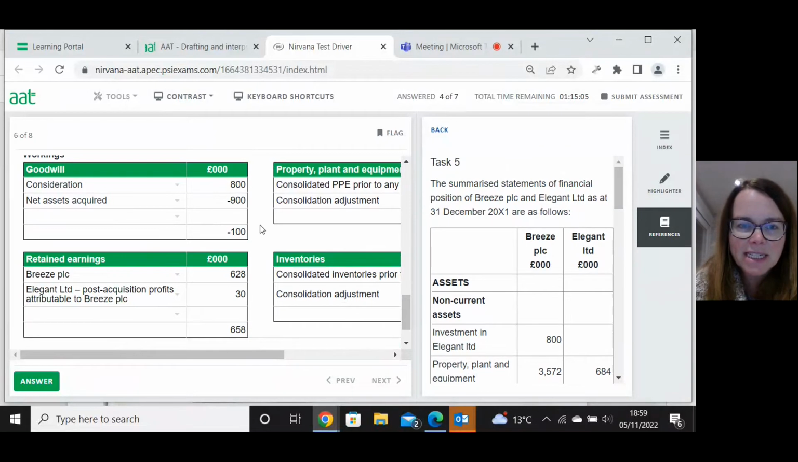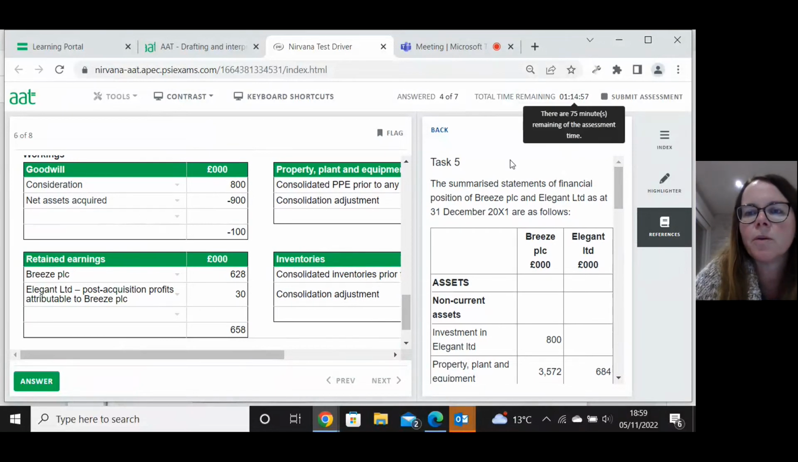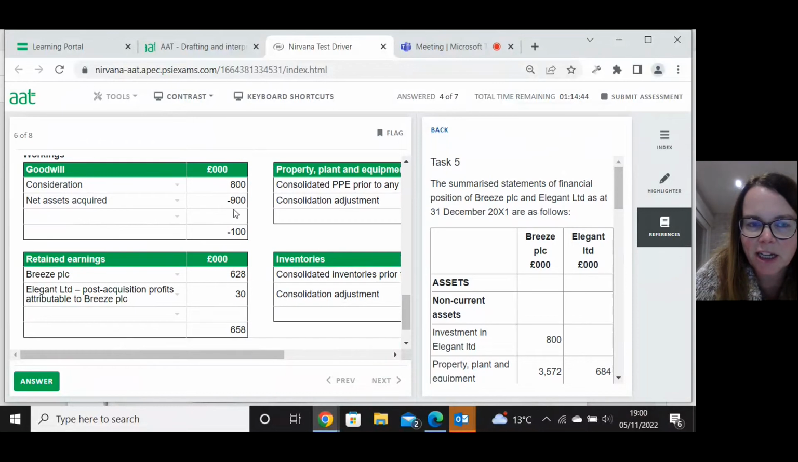Right, so having done that, I am now going to remember to do my transfer, if you like, from Goodwill. Oh, it's telling me I've got 75 minutes left on the clock. My net assets acquired. I need to recognise that I didn't actually get 100% of all of these in return for my 800. I got 60%. So what I'm doing now is I'm working out what is 40%, so the bit that doesn't belong to the group. So 40% of that 900 is 360.